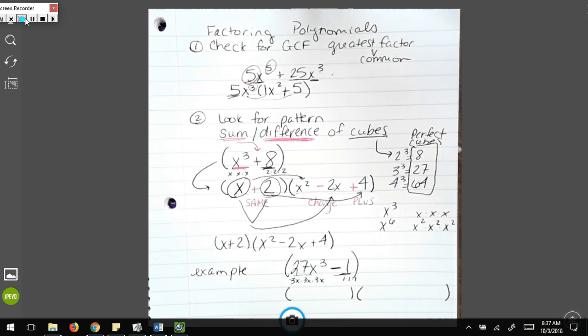All right, so let's set up our signs. Same, change, plus. The 3x goes in the first spot and the 1 in the last spot.